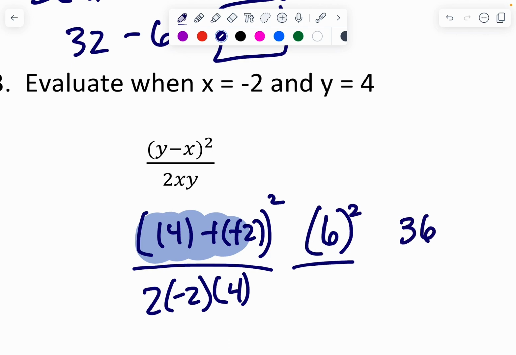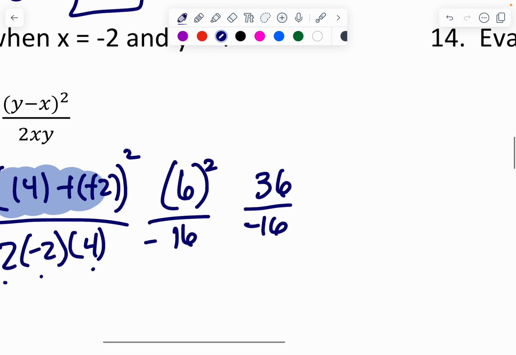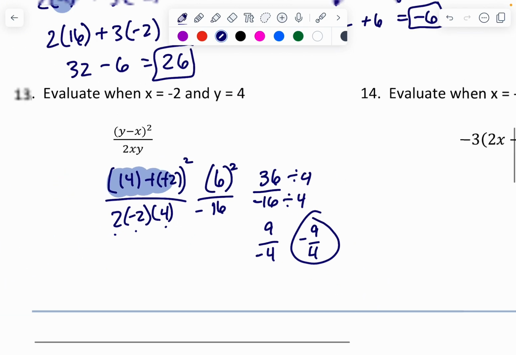And on the bottom, you multiply every single one of those numbers together. So there's only 1 negative there, so it will be negative. 2 times 2 is 4, times 4 is 16. And then these can both divide by 4, which is the biggest number. You get 9 over -4, which again, I like to write just out in front. But if you wrote it like this, that would not be wrong.